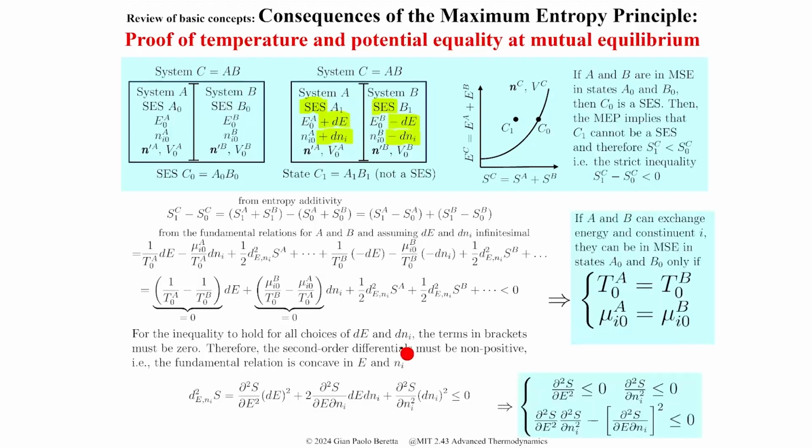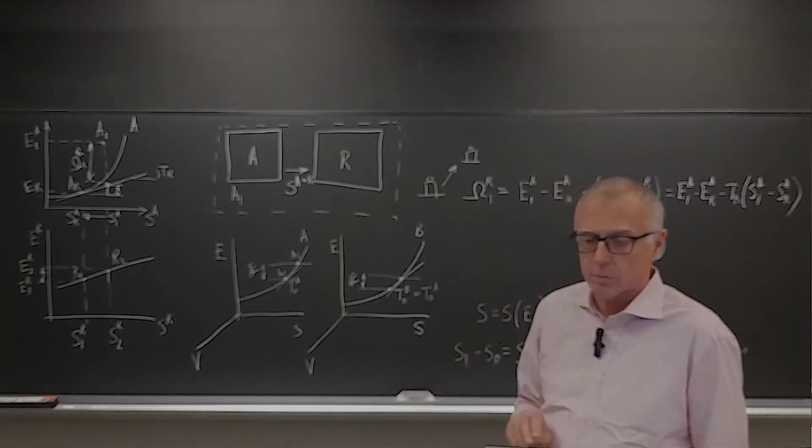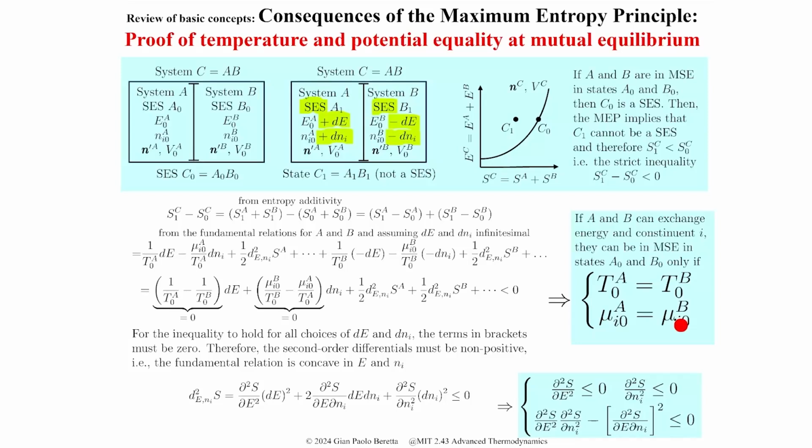And of course, also that second order differential must be non-positive. We prove, therefore, that we need the equality of temperature and the equality of the chemical potentials of that constituent in the two systems for mutual equilibrium. And we prove some other convexity or concavity relations.